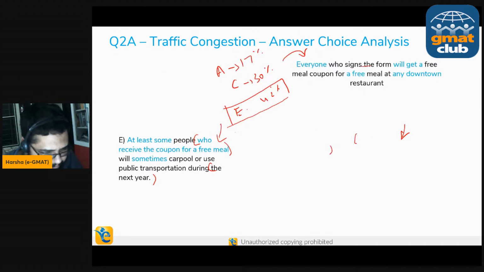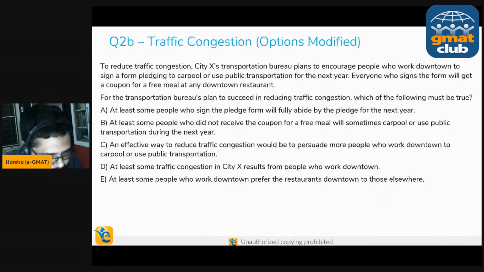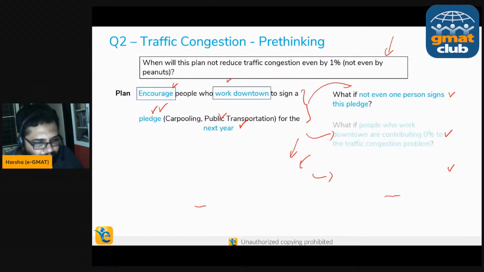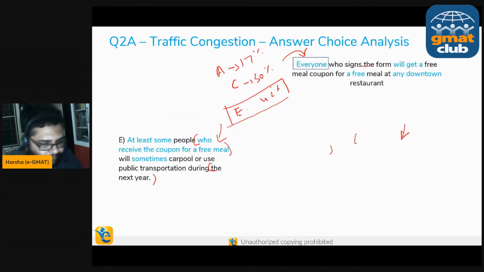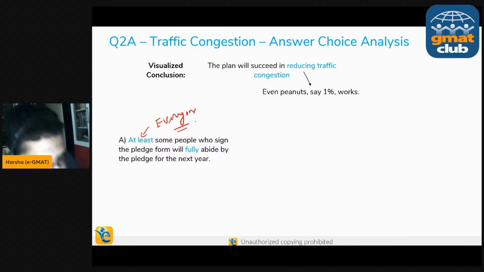I just want to check if I gave you the right answer choice here. Yes, this was everyone, right? Okay. I believe in this case for 2A it was everyone. And this is why a lot of you found it easy to reject, right? But here's a question. Do you need everyone who signed the pledge to fully abide by the pledge? Option A says everyone who signed the pledge will fully abide by the pledge for the next year.